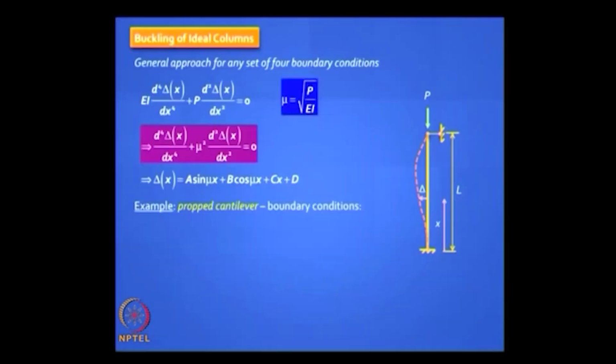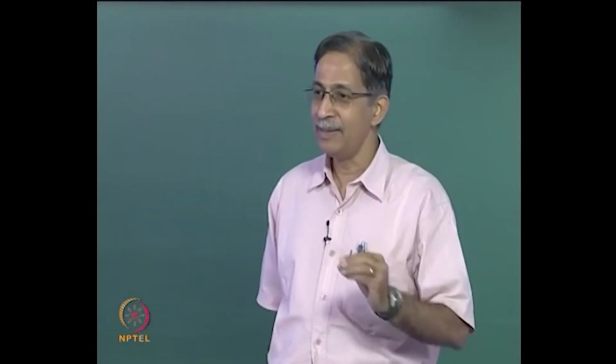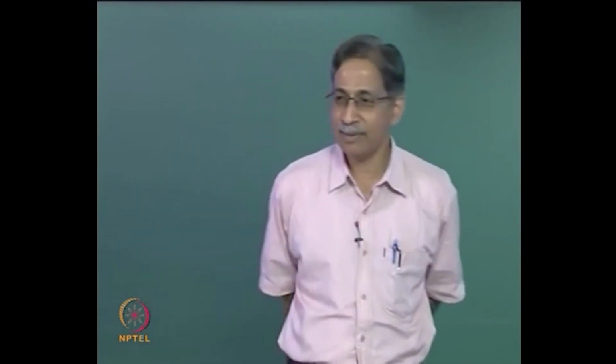At x equal to 0, delta is 0, delta dash, theta, is 0, at x equal to L, delta is 0, you still need a fourth equation. So these 3 equations are called kinematic boundary conditions. They come from the fact that you have fixity at the bottom end when x equals 0, and you have a restraint against translation at the top end. You need one more boundary condition. Can you tell me what?